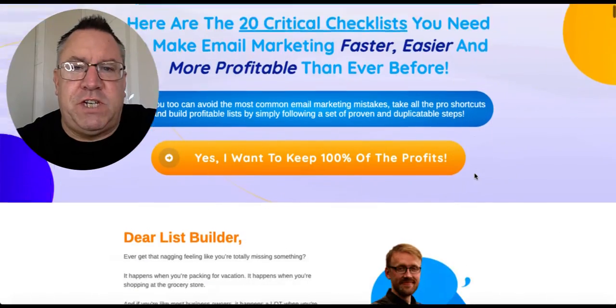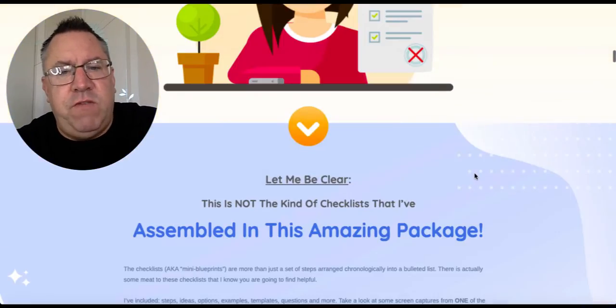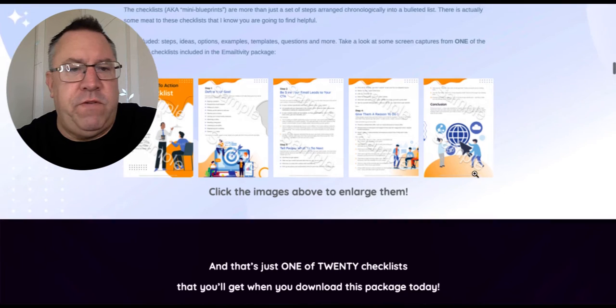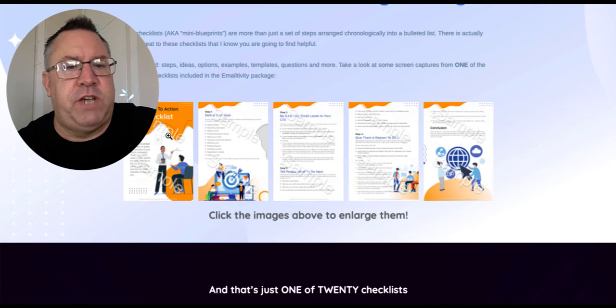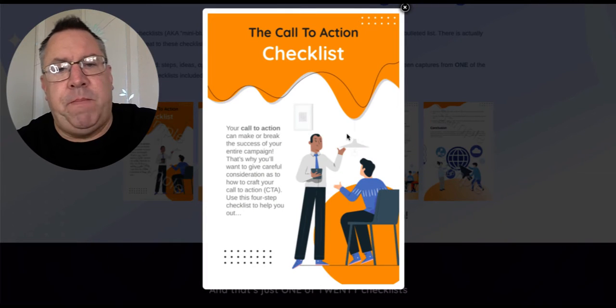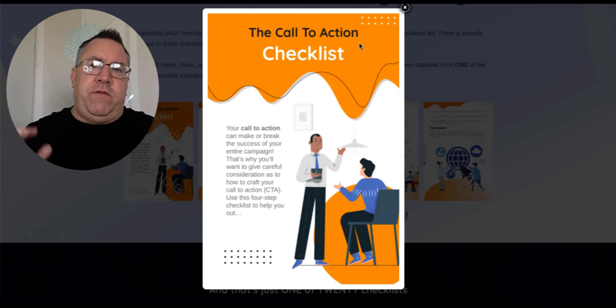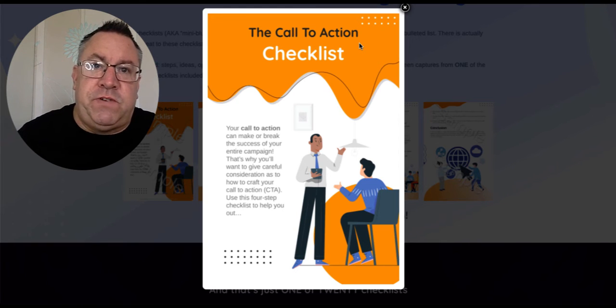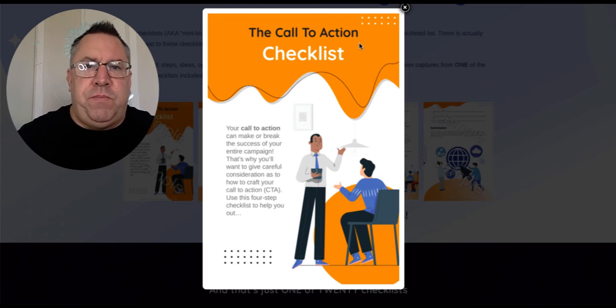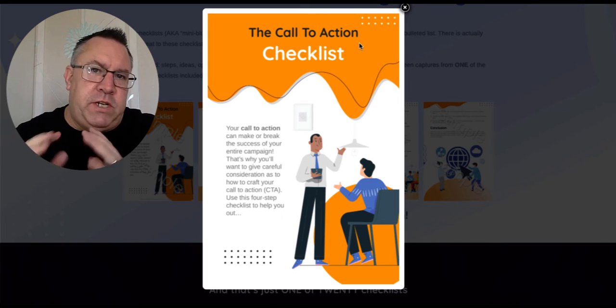So I jumped over to the sales page again. Now again, there's a really good example of one of the checklists on the sales page. If you go ahead and check it out below, you'll see this example here, and this will take you through the actual call to action checklist. Now the reason I think this is so powerful, guys, is if you've got a list and maybe it's not as responsive as you'd like, or you want to improve the way you're communicating, all the information is in this document.